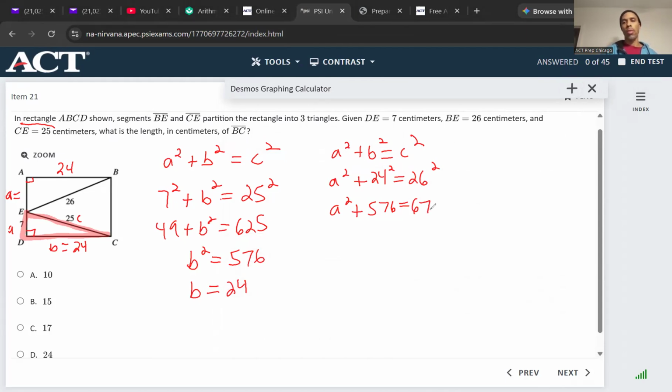So 676. Subtract 576 from both sides, we get A squared is equal to 100. To get A by itself, we square root it, we get A is equal to 10. Okay, I wonder should I be showing those steps out? I'm assuming you guys know how to do that.